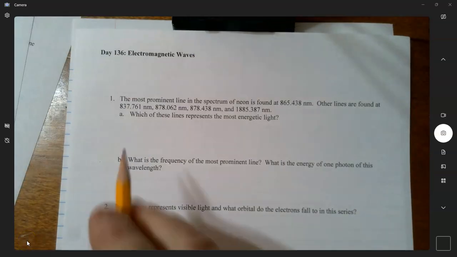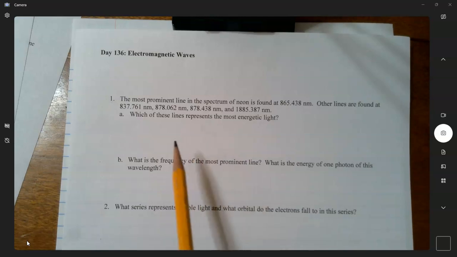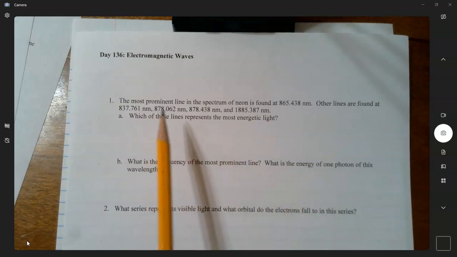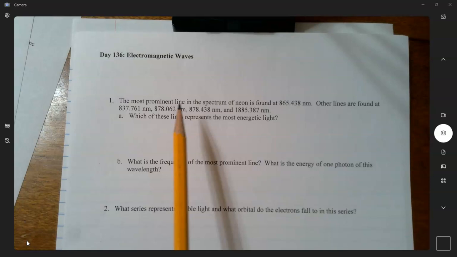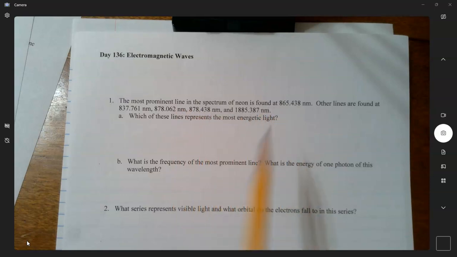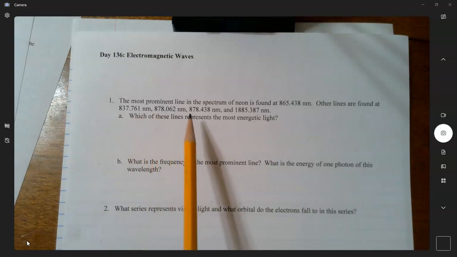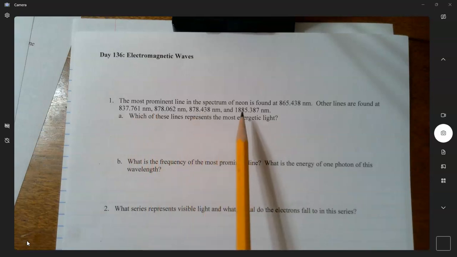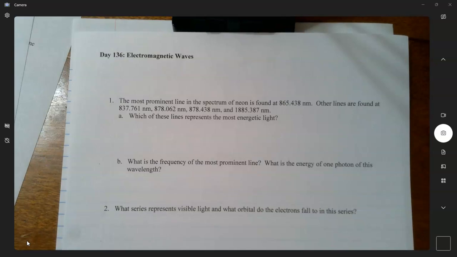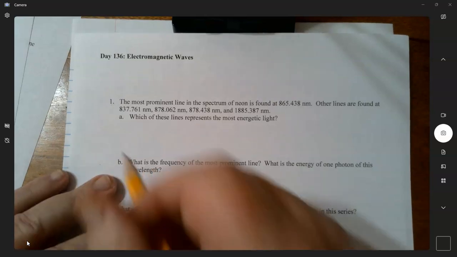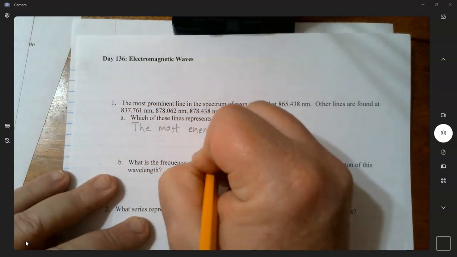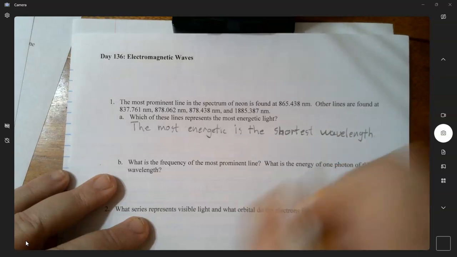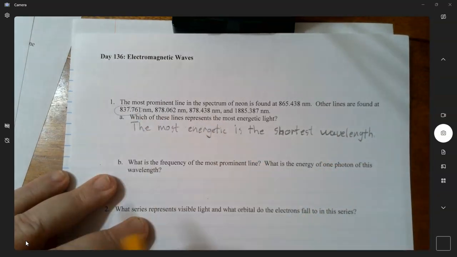Okay, number one, renumber these, I merged two assignments. Okay, so it says the most prominent line in the spectrum of neon is found at 865. It says others are 837, 878. These two are very close together, 878 and 1885. Which of these represents the most energetic? The most energetic is the one with the shortest wavelength, so write that answer out. And that, in this case, would be the 837.